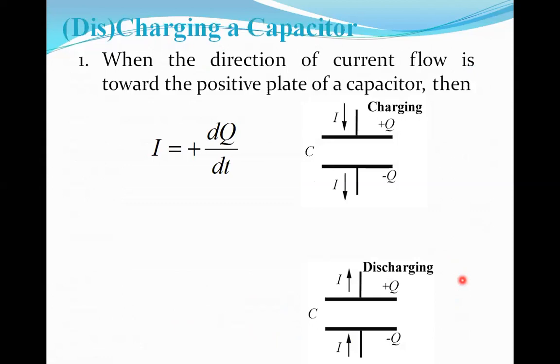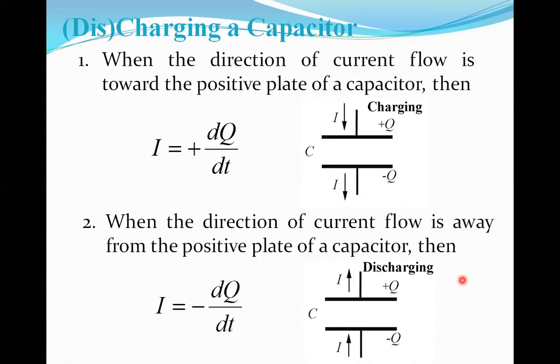Let us understand discharging a capacitor. When the direction of the current flow is towards the positive plate of a capacitor, then I is equal to plus dq by dt. Similarly, when the direction of the current flow is away from the positive plate of the capacitor, meaning it is from negative to positive, then the current in the circuit will be I is equal to minus dq by dt.